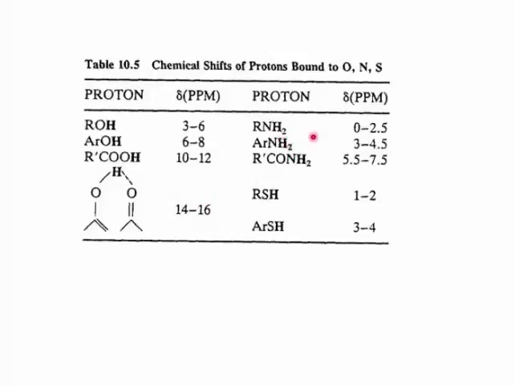Nitrogen-bound protons, take a look at that on this part of the table. There's also considerable variation that we see for an amino proton, 0 to 2.5. An aromatic ring attached to the amino group, the delta value is a little higher, 3 to 4.5. The amino group attached to a carbonyl group of an amide, 5.5 to 7.5.